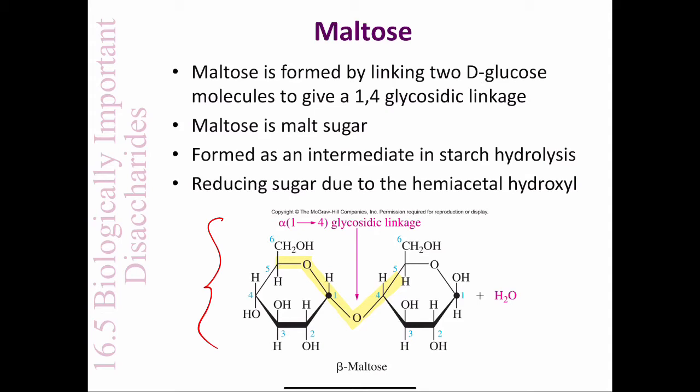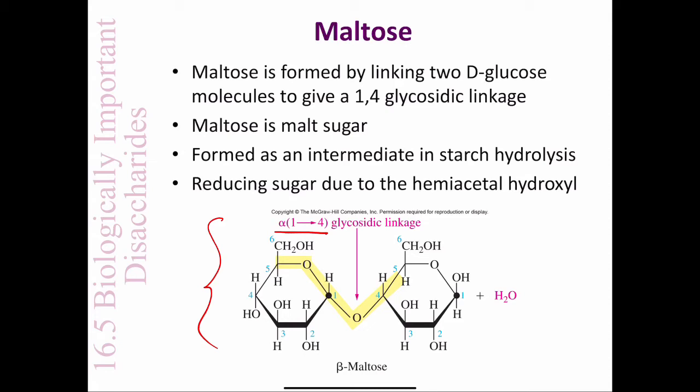If alpha-D-glucose and a second glucose are linked, as shown down here, the disaccharide is maltose or malt sugar. This is one of the intermediates in the hydrolysis of starch. Because the carbon 1 hydroxyl of alpha-D-glucose is attached to the carbon 4 of another glucose molecule, the disaccharide is said to be linked by what? An alpha 1,4 glycosidic bond or glycosidic linkage.